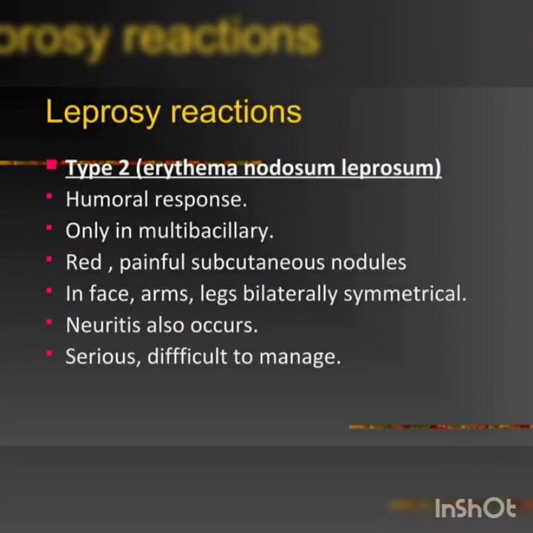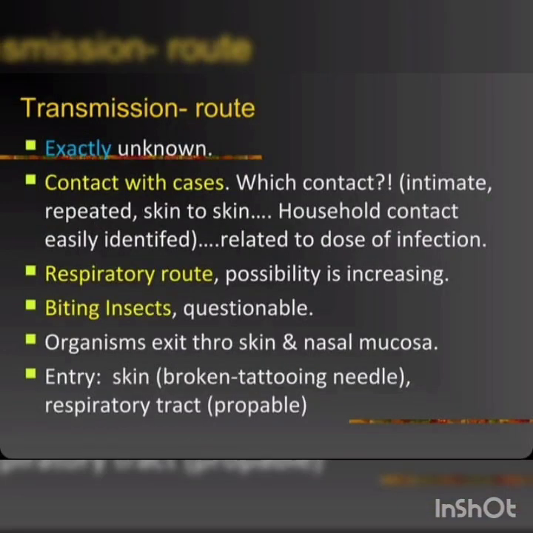Type 2 is a humoral response, but the other one is cell mediated. Only in multibacillary leprosy, a red, painful subcutaneous nodule occurs, and there will be lepromatous nodules. Transmission is exactly not known.